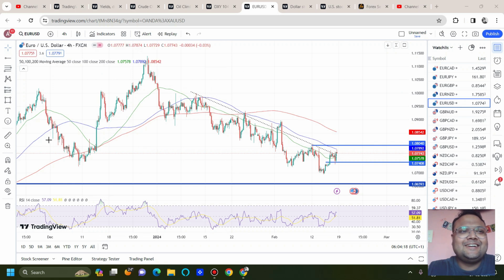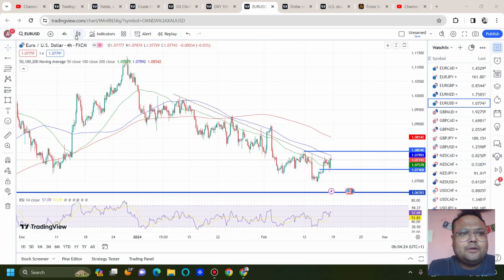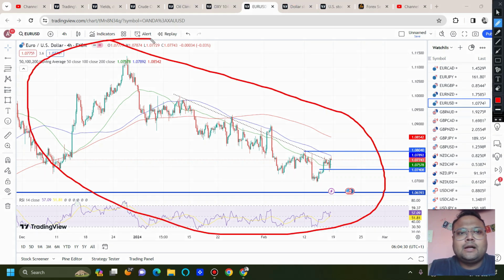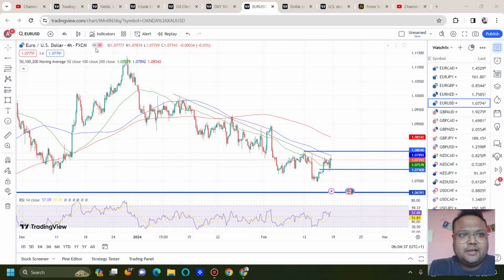So let's get started. My dear friends, this is the chart of Euro USD in front of us. I'm on a 4 hour time frame just to observe the market here, and we can see that overall the trend of the market is towards the downside, or in simple words, sellers are dominating this market.